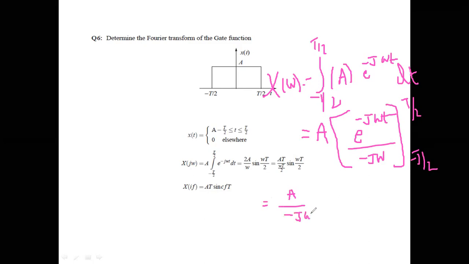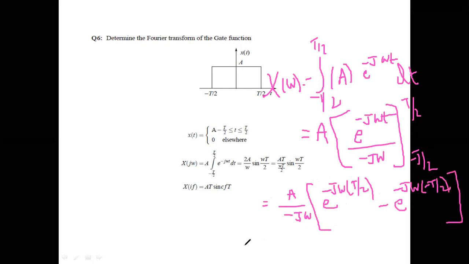by -jω, whole multiplied with the upper limit: e^(-jω T/2), and the lower limit: e^(-jω(-T/2)). So A by -jω, now it is e^(-jωT/2) minus, into minus, plus, students, e^(jωT/2).